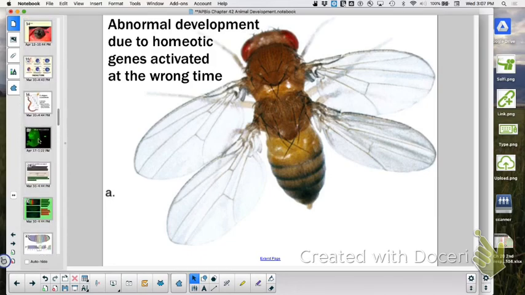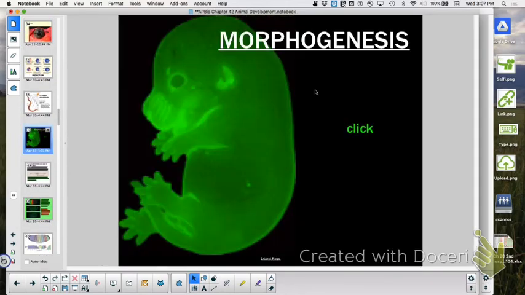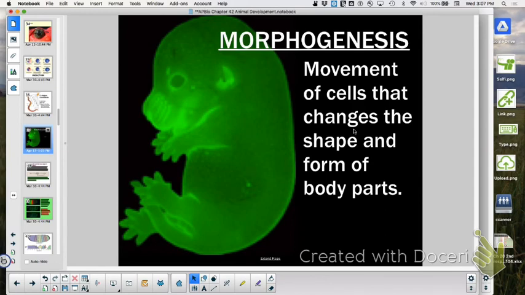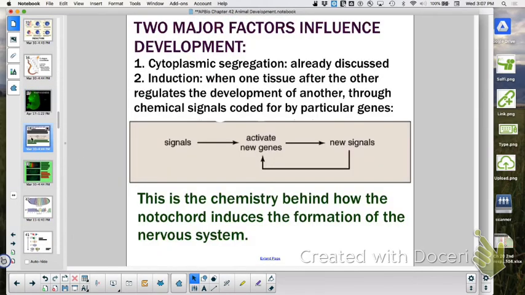Okay, I'm going to go back here. Morphogenesis. Morphogenesis is the movement. Morph is to move. Genesis is the beginning. It is the movement of cells that changes the shape and form of body parts. And then this is what I talked to you a little bit about before about induction, and how I induce you is with morphogens.